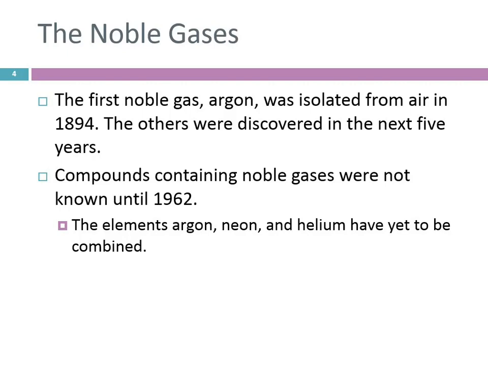It wasn't, though, until 1962 that someone discovered a compound that contained a noble gas. The noble gases are very unreactive. They don't interact with other elements. For a long time, scientists believed that they could not make compounds. In 1962, they discovered a compound containing a noble gas. But these elements, argon, neon, and helium, we still know of no compounds that contain those elements. So that makes the noble gases kind of unusual.